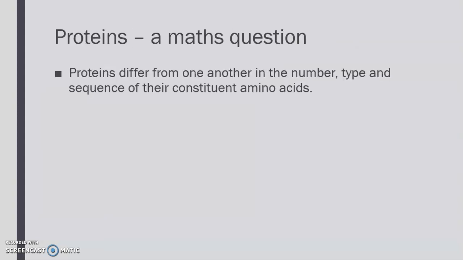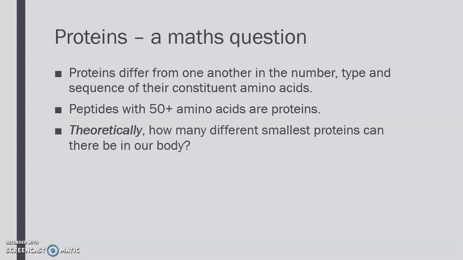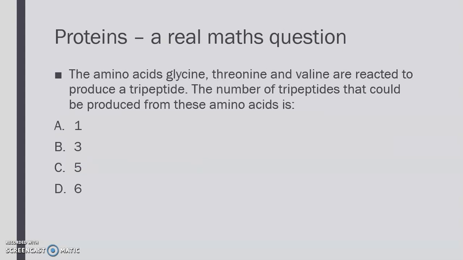Now, let me give you a math question. Since proteins differ from one another in number, type, and sequence of their constituent amino acids, peptides with 50 plus amino acids are proteins. So theoretically, how many different smallest proteins, how many different peptides with 50 amino acids can there be in your body? You don't have to calculate that, but if you can, it's good. But you can actually calculate this.